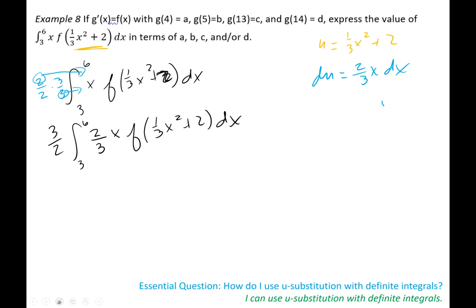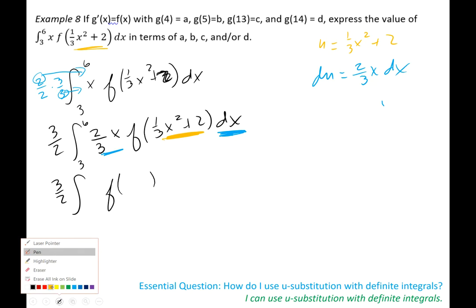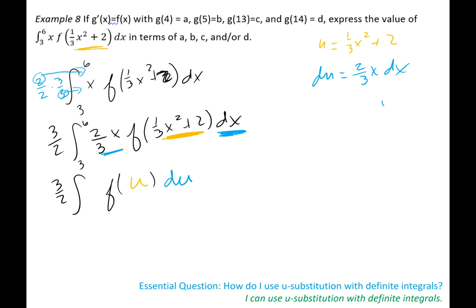Okay, so we're going to underline everything again, make sure we've got everything we need. This is the u. And this part here is the du. Okay, so we're ready to do u substitution. So I'm going to keep the 3/2. I'm not going to write my bounds because I'm going to replace them here in a minute. So for the orange, we're putting in the u. For the blue, we're putting in the du.